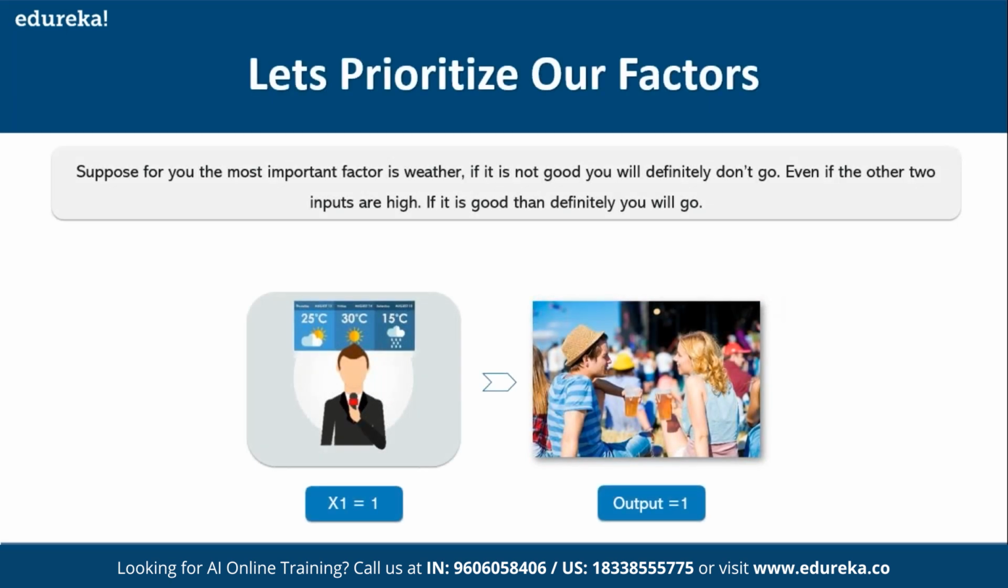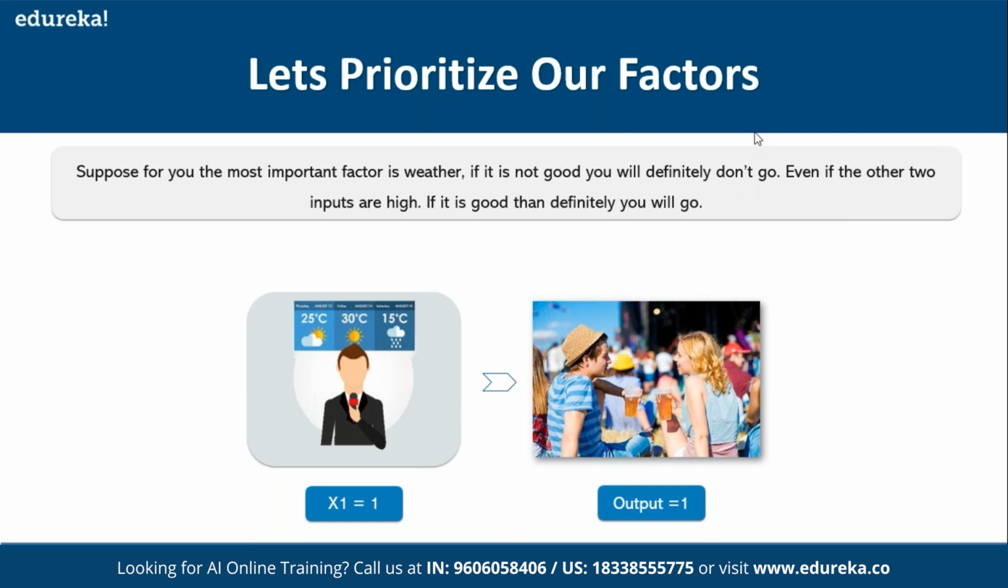Let's get to see. Suppose for you the most important factor is the weather, while you are okay with spouse accompanying or not accompanying, and public transport available or not available, which means the weight you give for weather is higher in comparison to the other two inputs. This is how it works. Let's see how exactly this happens.